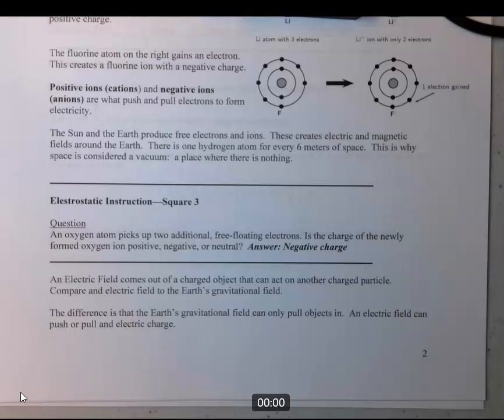An electric field comes out of a charged object that can act on another charged particle. So compare the electric field to the Earth's gravitational field. The difference is that the Earth's gravitational field can only pull objects in. An electric field can either push or pull an electric charge.